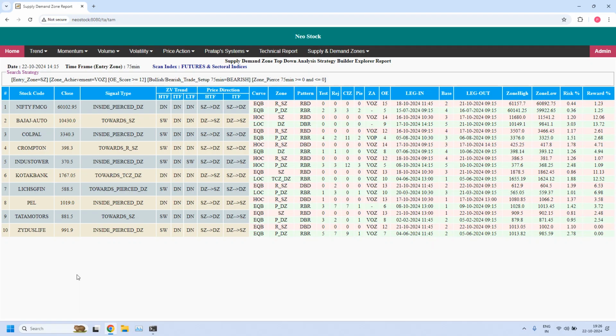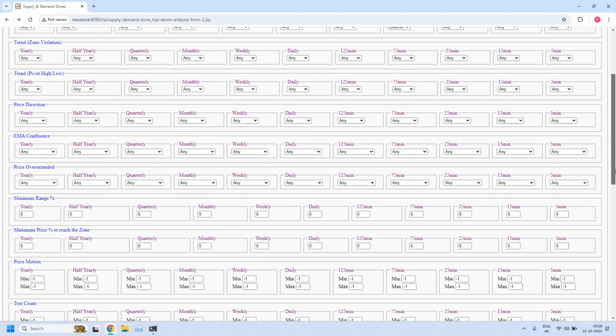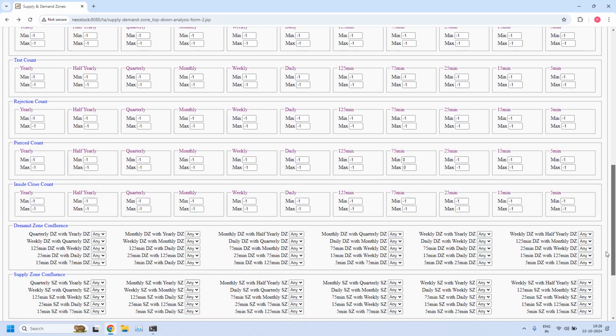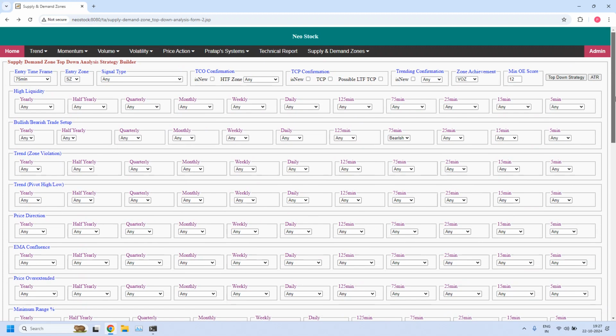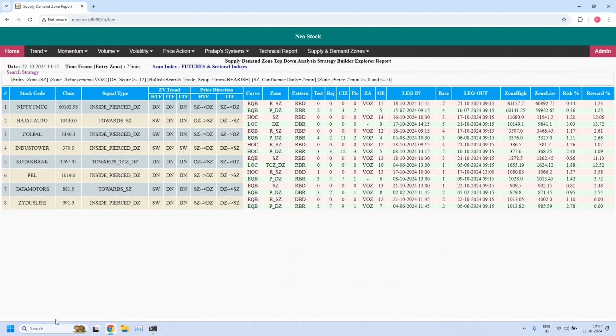Now how many of these 75 minute supply zones are having high probability? So let's verify LTF and ITF confluence. That means the 75 minute supply zone should be part of the daily supply zone. So in the supply zone confluence, I am enabling the filter 75 minute supply zone with daily supply zone confluence. With this filter, let's verify. From 10, 8 stocks are filtered.